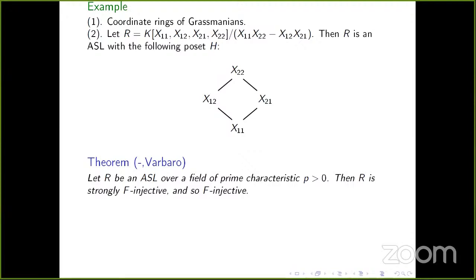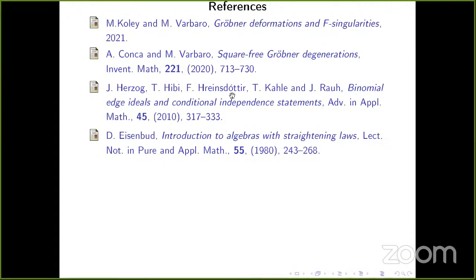Again, we show that if R is an ASL, that is, an algebra with straightening law over a field of prime characteristic, then R is strongly F-injective, and so it is F-injective. So I'll stop my talk here. Thank you for listening. These are the references.